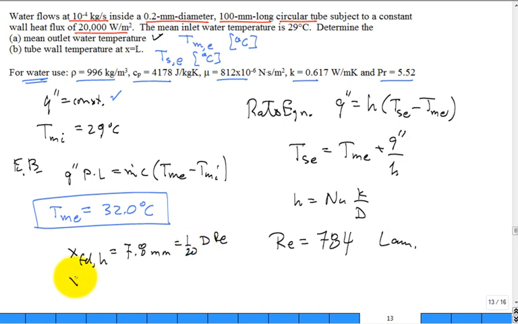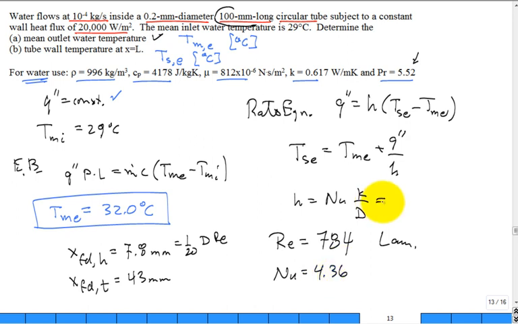But if you get X to be fully developed thermally, you multiply 7.8 millimeters by the Prandtl number, which is about 5.5, and you pick up that it's 43 millimeters. So by the time you get to 100 millimeters, it's fully developed both thermally and hydrodynamically. Hence, the Nusselt number can be calculated using the constant for a round tube. It's a heat flux, so that's 4.36.